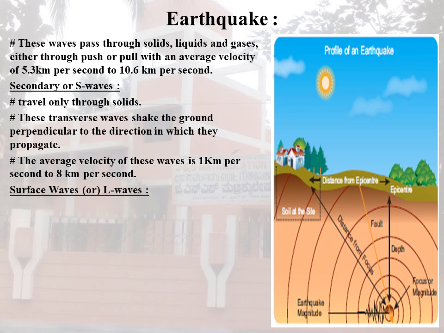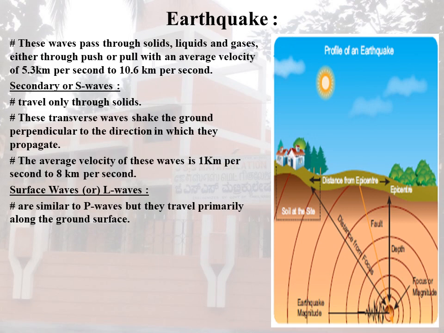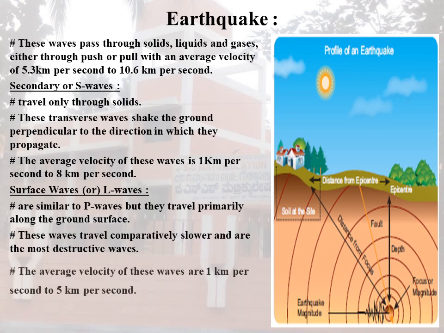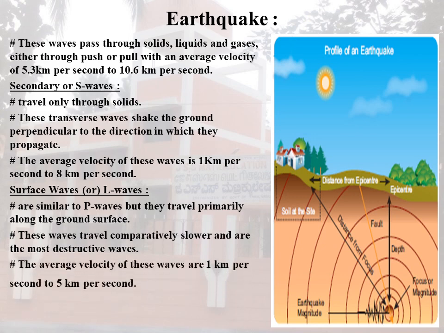The third one is surface waves or L waves. These L waves are similar to P waves, but they travel primarily along the ground surface. These waves travel comparatively slower and are the most destructive waves. The average velocity of these waves is 1 km per second to 5 km per second.